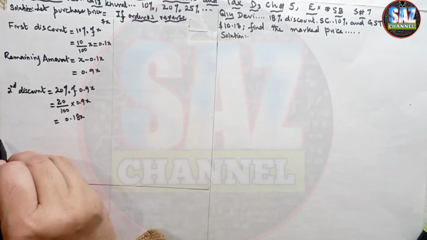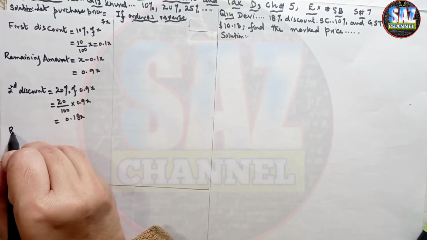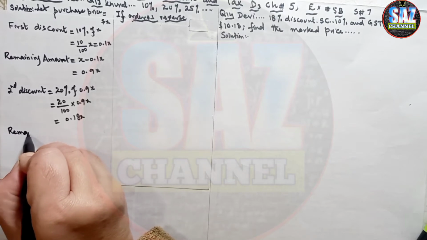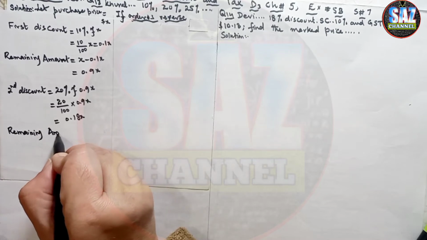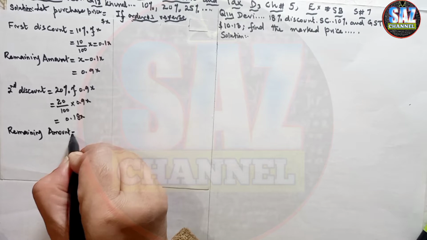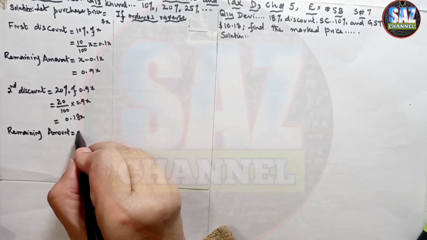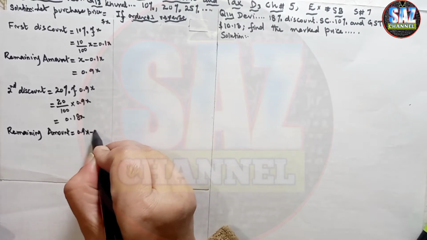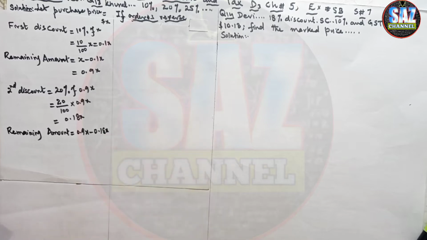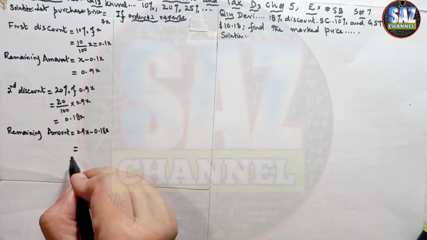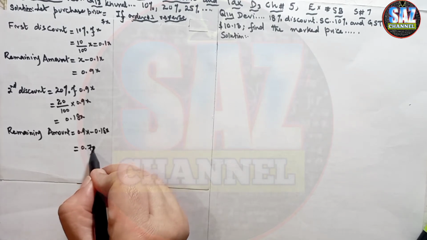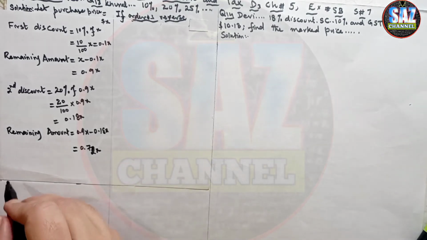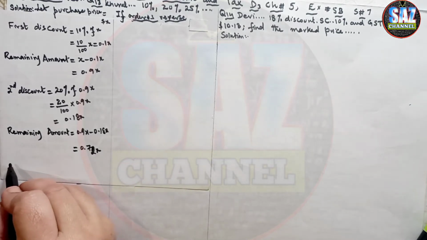Now the remaining amount that he has to pay is 0.9x minus 0.18x, and this will give me 0.72x. And now the third discount is 25%.